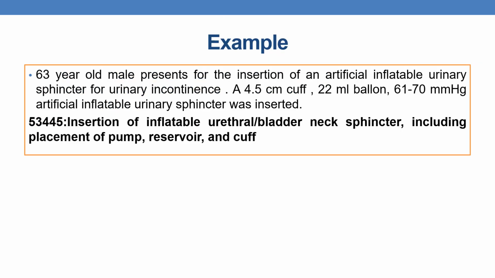Now let us see one more example. A 63-year-old male patient presents for insertion of an artificial inflatable urinary sphincter for urinary incontinence. A 4.5 cm cuff, 22 ml balloon and 61 to 70 mm Hg artificial inflatable urinary sphincter was inserted. So the CPT is 53445. Insertion of inflatable urethral or bladder neck sphincter, including placement of pump, reservoir and cuff.